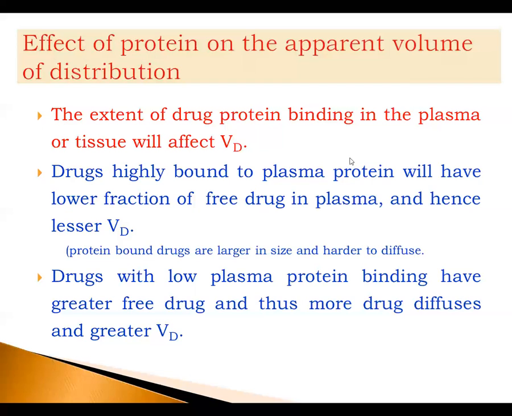If the drug is bound to plasma protein, the molecular size of the complex increases, because of which the drug cannot easily cross even the capillary membrane. Why do I say even the capillary membrane? The capillary membrane is highly permeable compared to any other membrane in our body. Even compared to the normal plasma membrane, the capillary membrane is highly permeable. That's what we already discussed at the beginning of the distribution chapter.